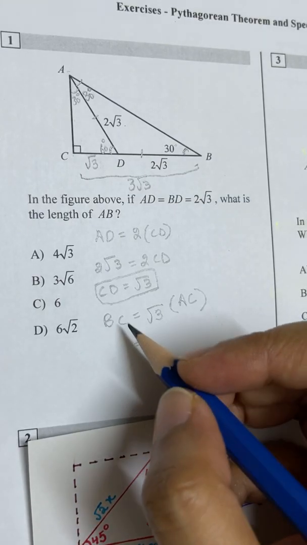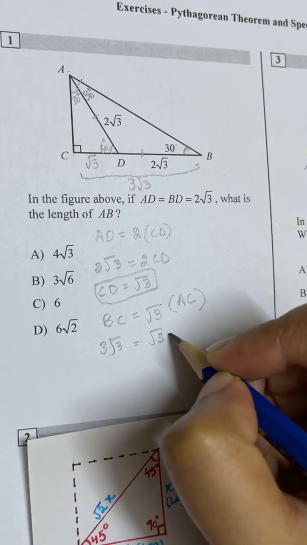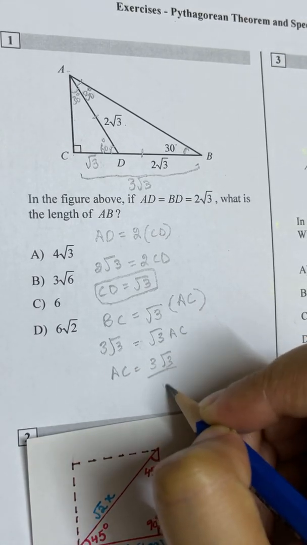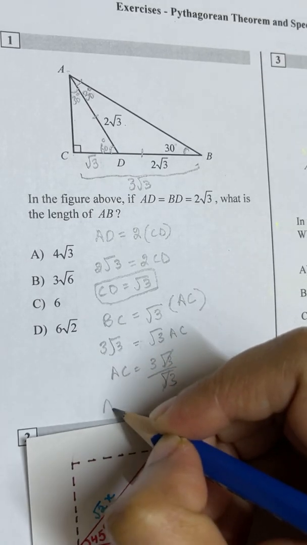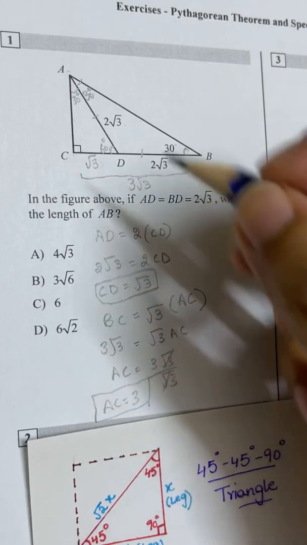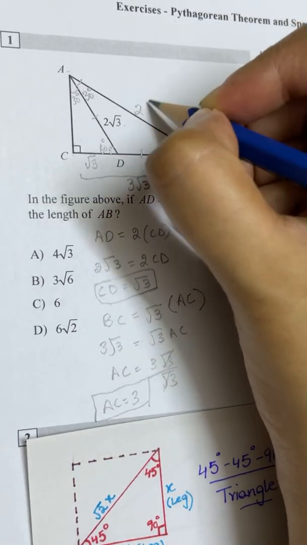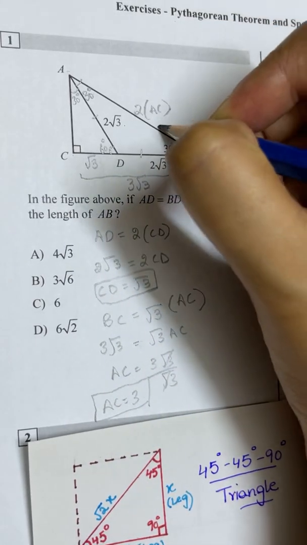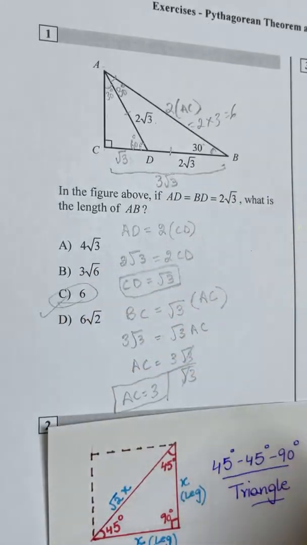And we already know what BC is, that is 3 root 3. So I'm going to substitute that. 3 root 3 is equal to root 3 times AC. So we are going to get AC. AC is equal to 3 root 3 divided by root 3, because I'm sending root 3 to the other side, it cancels out. AC is equal to 3. So you have got AC is equal to 3. CD is equal to root 3. So you're only left with AB. And AB is twice of AC. That's it, your shorter leg. Twice of AC, and that's equal to 2 times 3. That's equal to 6. And your answer is 6.